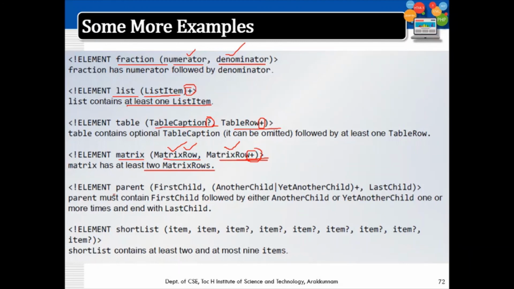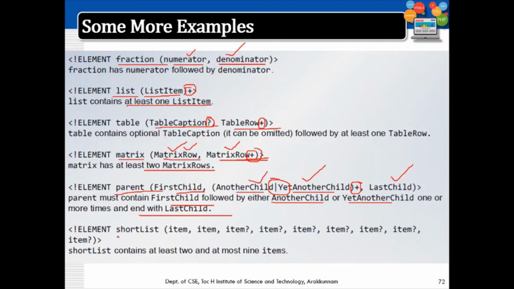Again, the next one is parent, first child, then within brackets another child or at another child. This means it can contain either another child tag or at another child tag. Plus means one or more occurrences, and then the last child. So parent must contain first child followed by either another child or at another child one or more times. This can be repeated one or more times and end with last child.